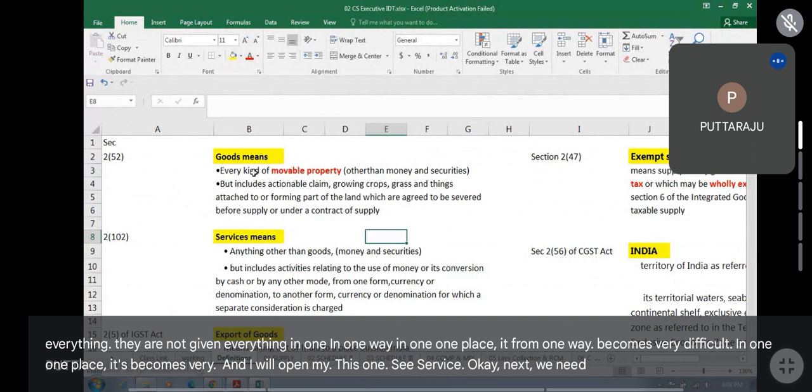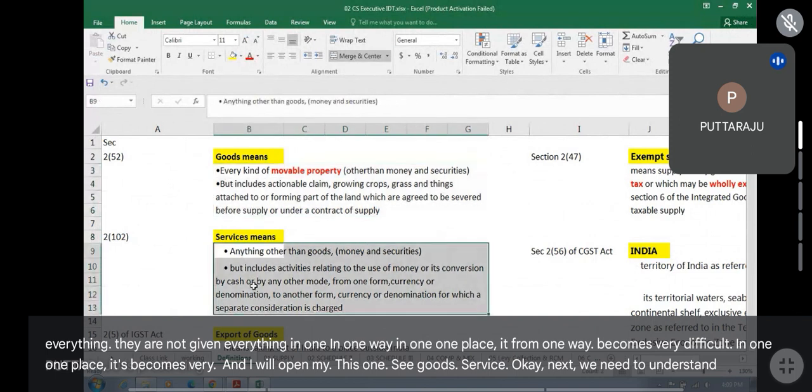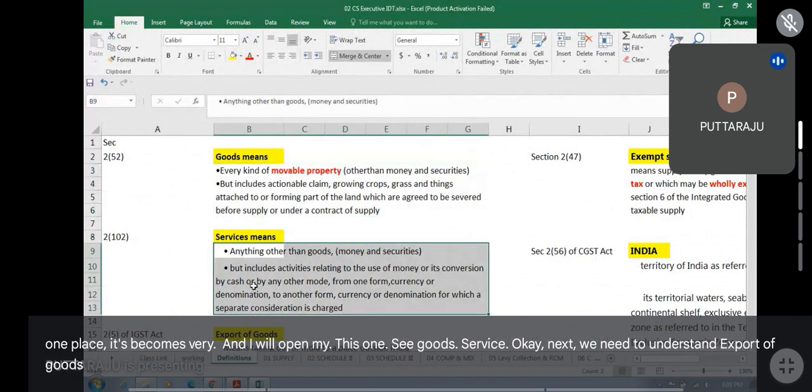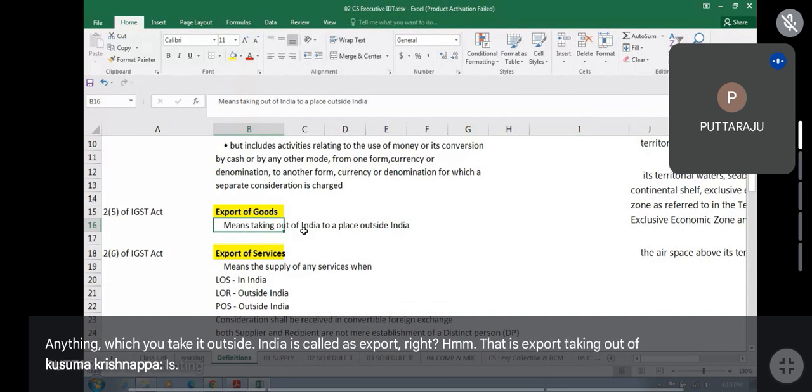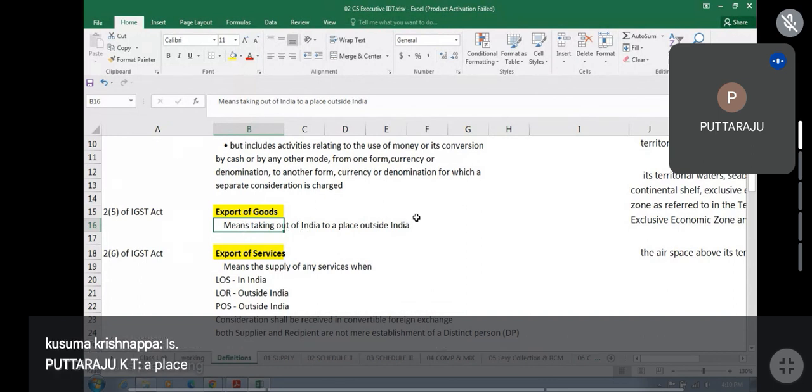Understand what is the export of goods. Export of goods means what? Taking out of India to a place outside India. Export means what? Anything which you take outside India is called export, right? That is export, taking out of India to a place outside India.